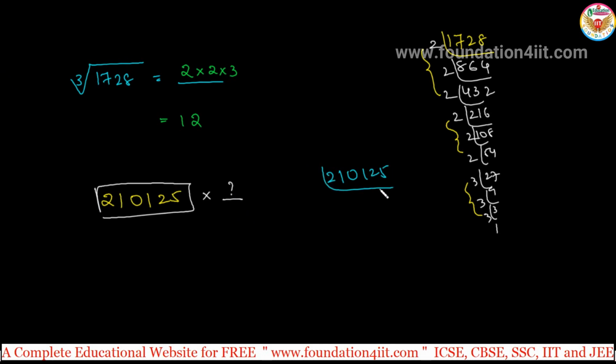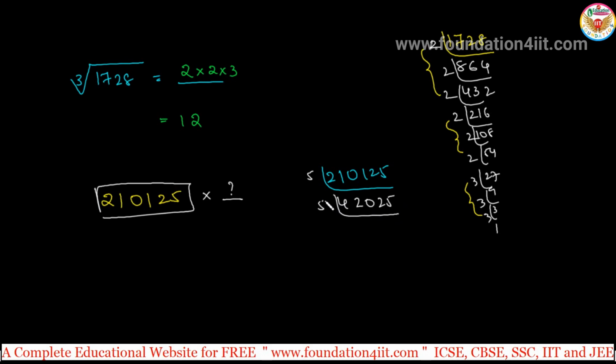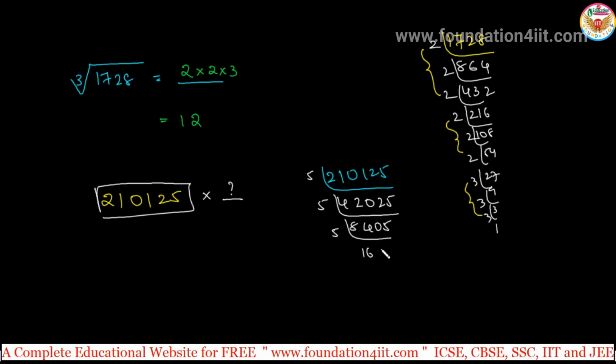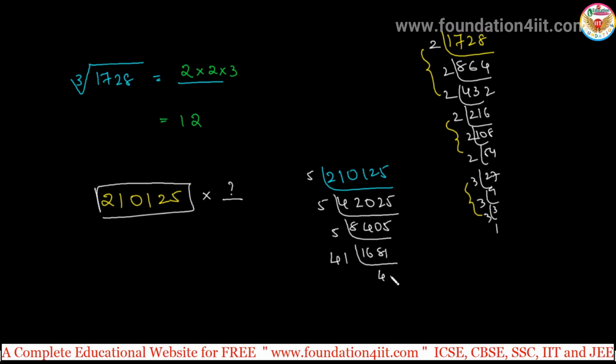2,10,125. Go with prime factorization. The 5 table we can take: 42025. Again the 5 table, 5 8 40, again 405. Again the 5 table, 1681. This is not divisible by the prime numbers; check with 7, next 11. Keep on doing. You can do only 41. 41 ones are 41, so 1681.